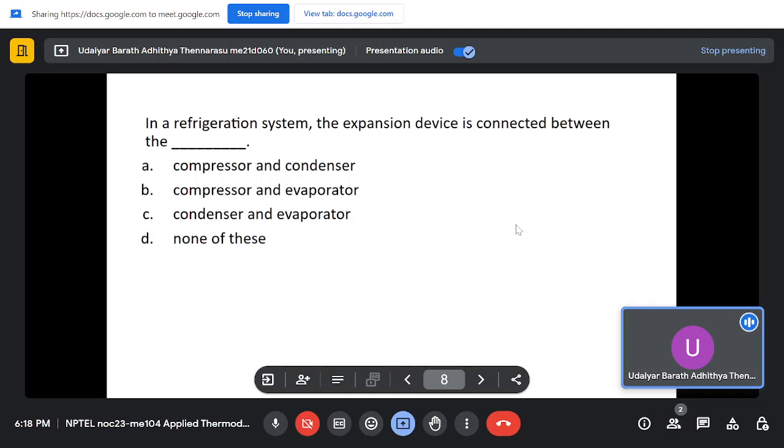So we have seen how vapor compression refrigeration looks, and the components, how it's connected. There is a compressor, and then comes the condenser, then the expansion valve, and then the evaporator, which is connected to the compressor again. So the expansion device is connected between the condenser and the evaporator. Hence answer C.